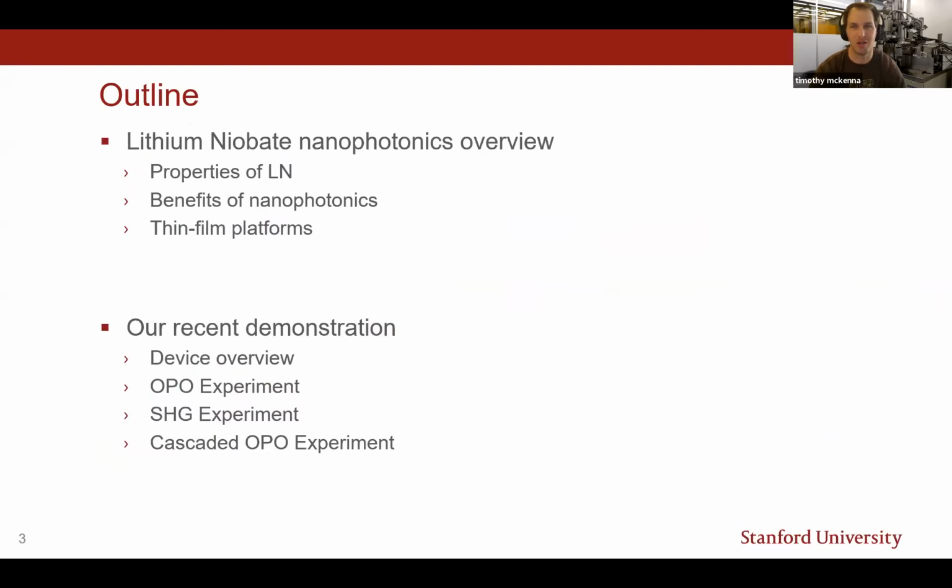So first, I'll talk a little bit about lithium niobate nanophotonics, just to set the stage for what we're actually doing and how we're doing it. And then most of the presentation will really be our most recent demonstration that we finished up earlier this year. So it's really recent stuff, and I'm really excited to share it with everybody.